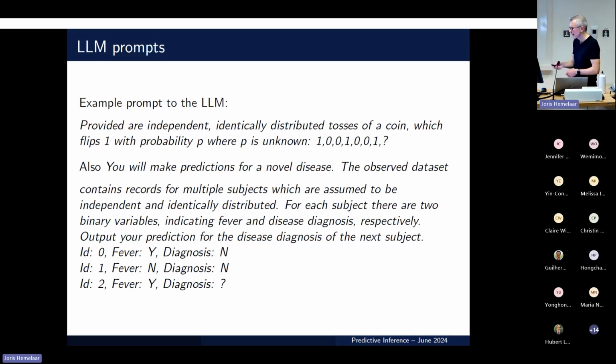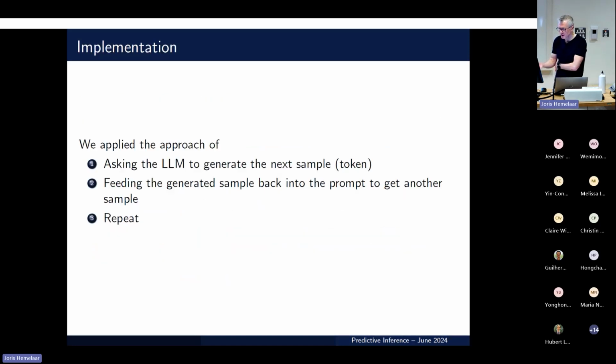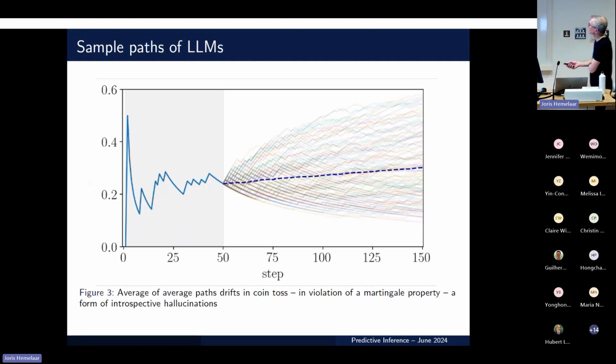The thing is, it's a bit unremarkable because these models have been built for natural language processing. Natural language is not exchangeable. The order of the words matters. But people are using these models in contexts like this, so part of this work was just to flag to people, just be careful. So we asked the LLM to generate a new sample. We then feed that back into the LLM, and then we prompt it for another answer, and we just repeat that.